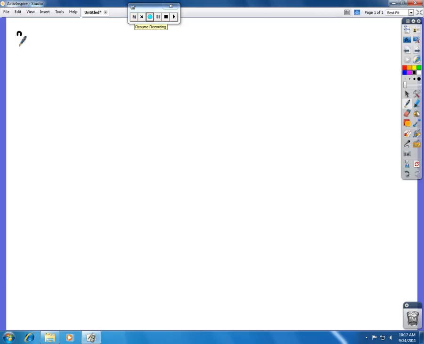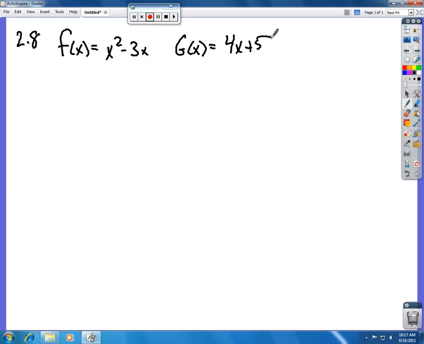Okay, for 2.8, again, let's look over some more operations on the functions. Let's look at f of x and g of x. Let g of x be 4x plus 5. So now, let's do this with no actual value for x, but just keeping the variable x in there. So first, let's do f plus g of x.